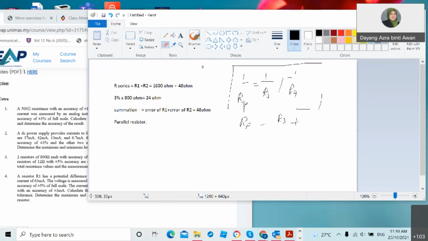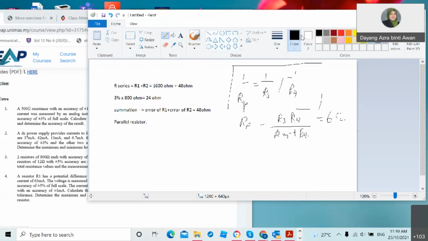Since there are only two resistors, you summarize everything and get the formula R parallel equals R3 multiplied by R4 divided by R3 plus R4. So this is your formula. You can find your parallel resistance directly, which is around 6 ohm. But the problem is when you find your error, so you need to do it step by step.